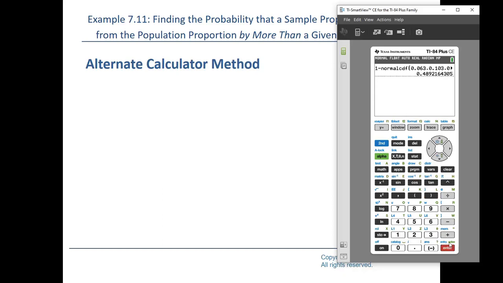Okay, and we get our answer. Again, this is going to be the more accurate idea here, which is going to be 0.4892. Okay, and again, it's probability, so we round to 4 decimal places.